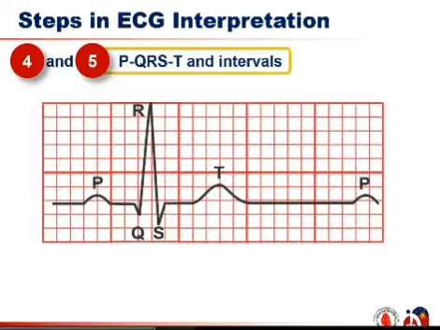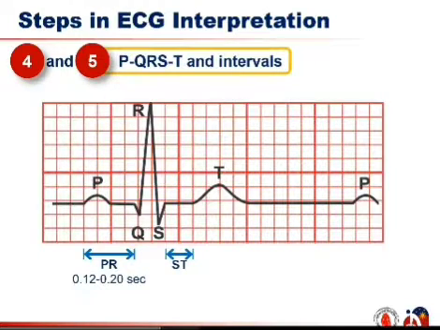Next, we talk about basic ECG intervals. The PR interval is measured from the beginning of the P wave to the start of the QRS complex. It is normally between 0.12 to 0.2 seconds. The ST segment in a normal ECG is the flat segment that begins from the end of the S wave to the beginning of the T wave. This segment is important in the evaluation of possible ischemia or myocardial infarction.